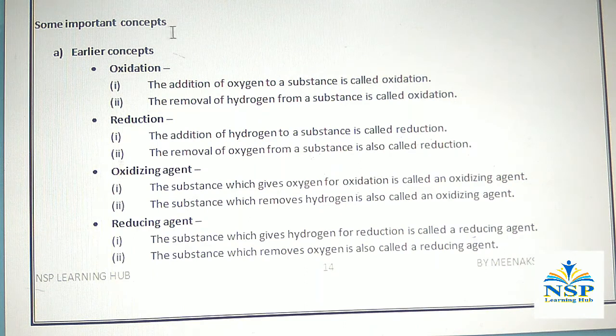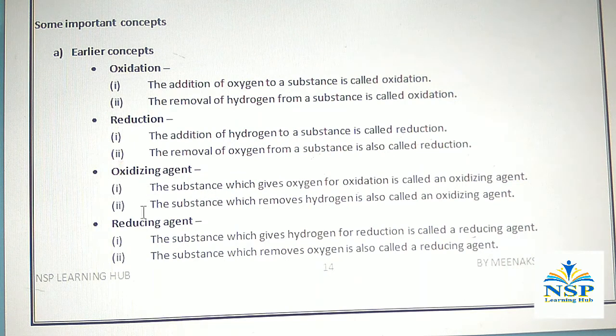Some important concepts about oxidation and reduction. Earlier concepts. Oxidation: the addition of oxygen to a substance is called oxidation, and the removal of hydrogen from a substance is also called oxidation. Reduction: the addition of hydrogen to a substance is called reduction. Similarly, removal of oxygen from a substance is also called reduction.